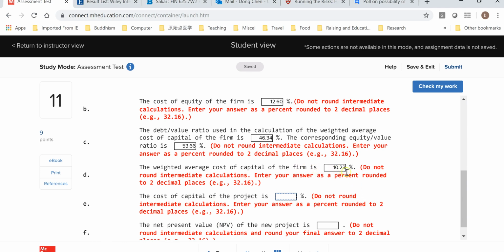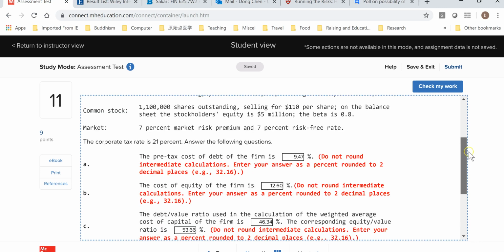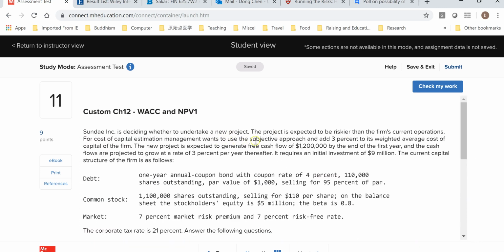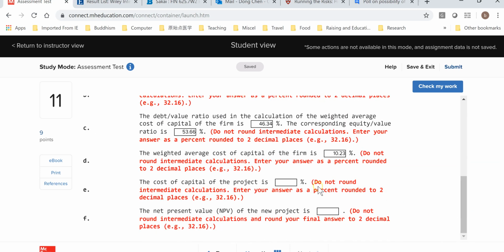So this 10.23% is the cost of capital of the firm. And in the setup, we are told the management wants to use the subjective approach and add 3% to the weighted average cost of capital of the firm. So now, since we know the weighted average cost of the firm, we can just add 3% to this 10.23%, and that naturally gives us 13.23% as the cost of capital of the project. Cost of capital is a very important variable because it's the discount rate we need to use in order to discount future cash flows and get the value of a project. And that's the final part of this question.